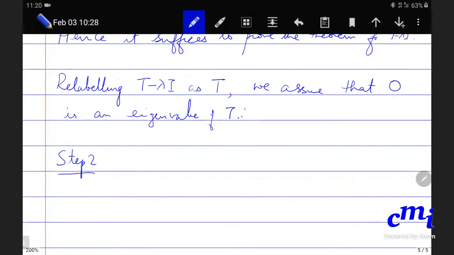Okay. So now we look at the following operators. Consider T, T square, T cube, and so on. Let Ki be the kernel of T^i. So in other words, the null space.